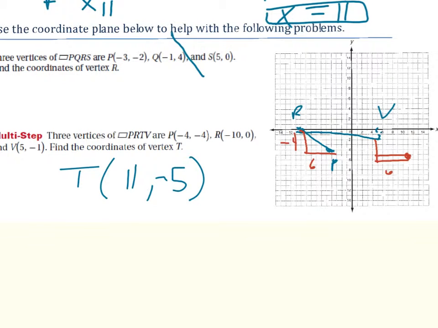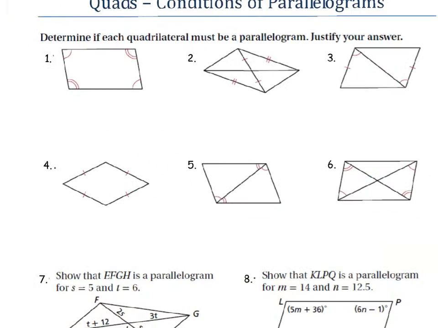That would help us complete our parallelogram and making sure that the opposite sides are parallel. Okay, this one's a little bit different. It's conditions of a parallelogram, and this time we don't know it's a parallelogram. All we know is it is a quadrilateral and it has certain properties. So if we can prove that these properties are of a parallelogram, then we can prove it is a parallelogram.